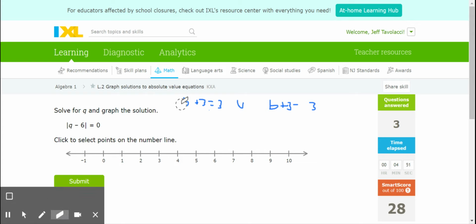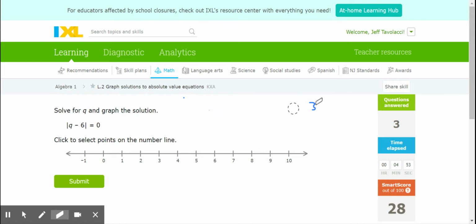Okay, let me erase this for a second. So the absolute value of q minus 6 could be equal to 0. Remember, or we're going to say q minus 6 could equal negative 0, but realize 0 doesn't hold a sign. So if we add 6 to both sides, add 6 to both sides, q is equal to 6, and q is equal to 6 again.